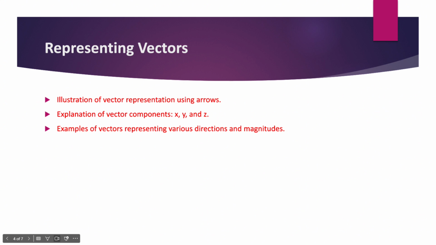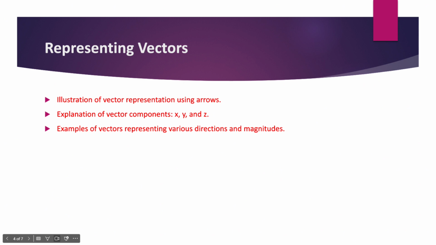Number 3. Example of vector representation. Let's say we have a vector with components 2, 3. This means it has a magnitude of 2 units in the x direction and 3 units in the y direction. So we draw an arrow starting from the origin 0, 0 and extending 2 units to the right, positive x direction, and 3 units upwards, positive y direction.